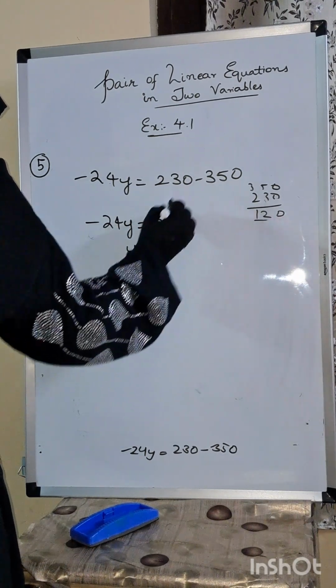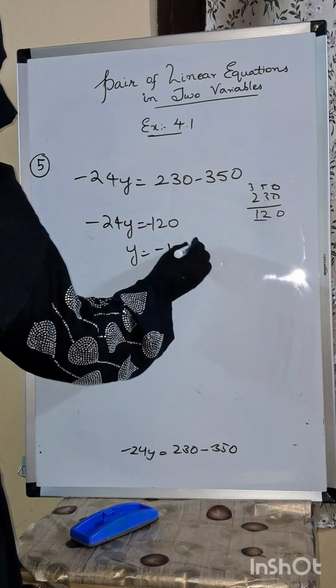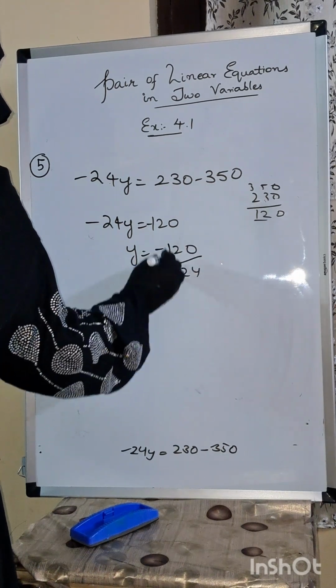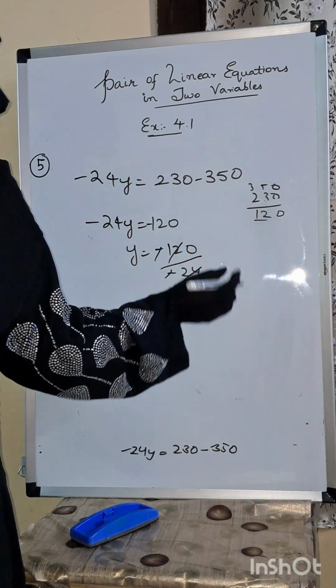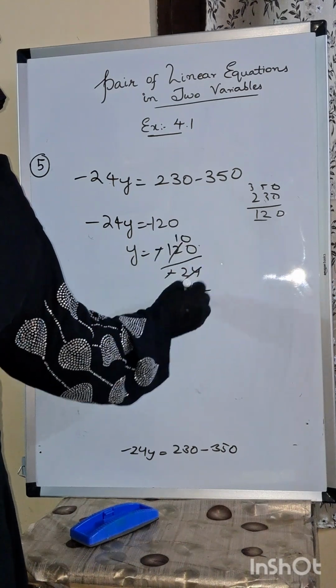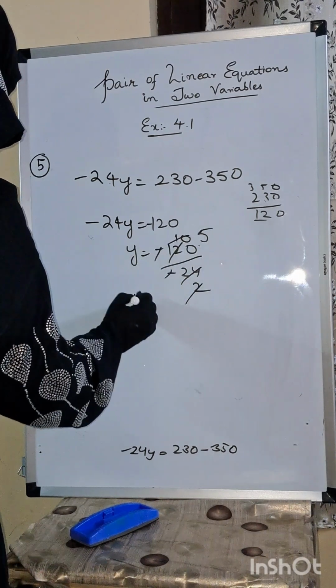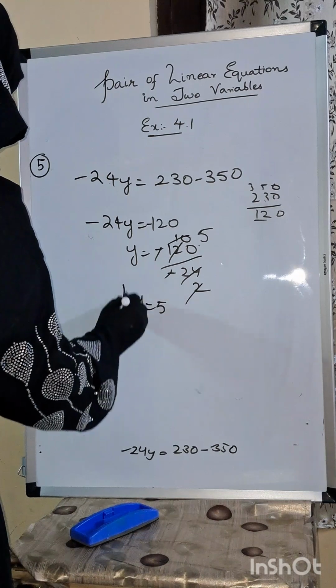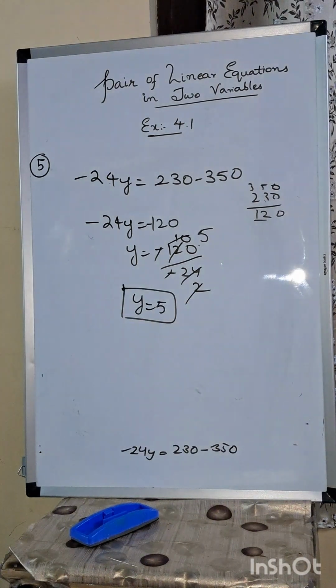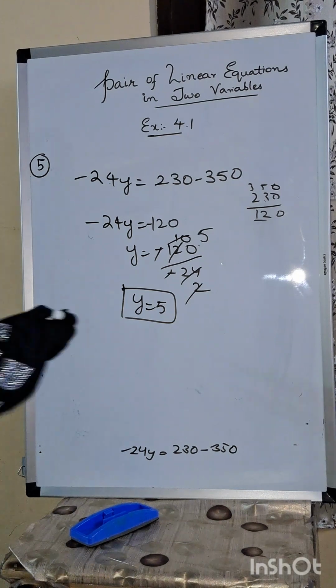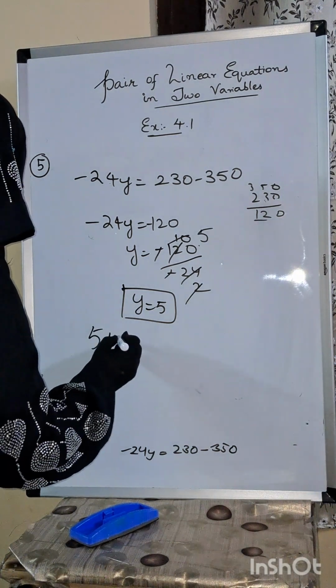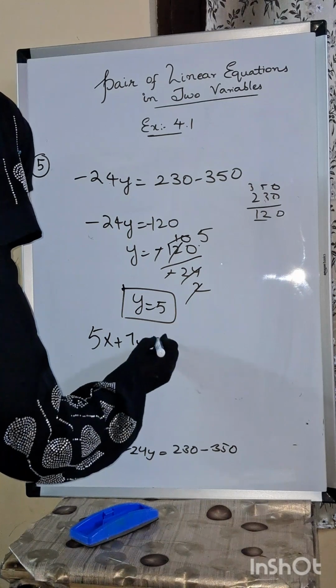y is equal to minus 120 by minus 24. 12 ones are 12, 12 twos are 24, right? 2 ones are 2, 2 fives are 10. What's the value of y here? 5. Now if I substitute y is equal to 5 in any of the equations, I can get the value of x. So let us take equation 1. Equation 1 is nothing but 5x plus 7y is equal to 50.